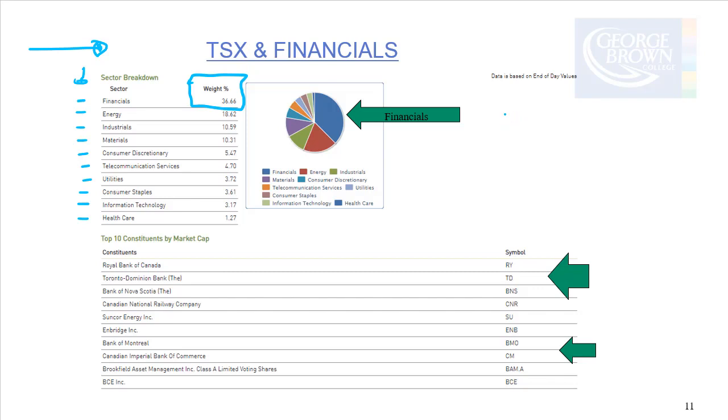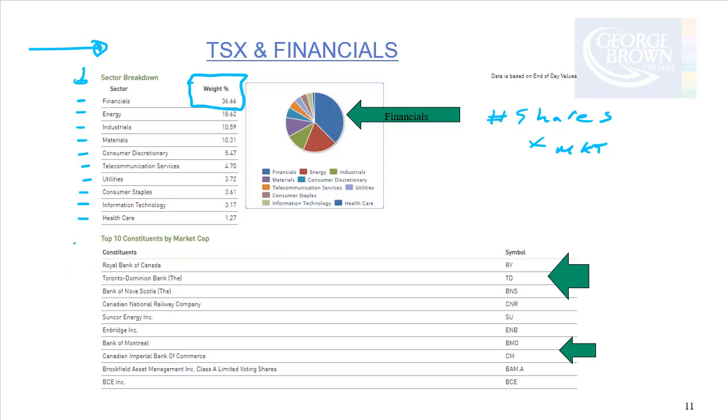Now, how do we calculate that weight? That's based on market capitalization. And market capitalization is simply the number of shares outstanding for all the companies that are listed, categorized as a financial company, times the market price, okay? And that gives us our market capitalization, and we can see that financials are the largest.